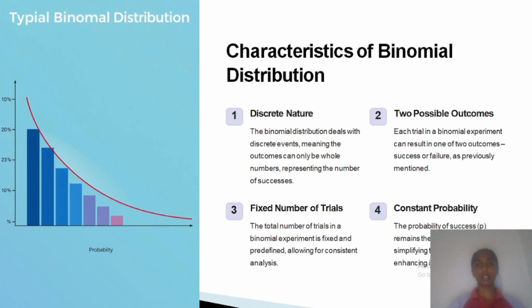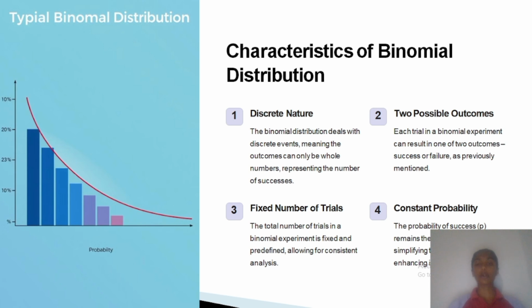Characteristics of binomial distribution. Discrete nature. The binomial distribution deals with discrete events, meaning the outcomes can only be whole numbers representing the number of successes. Two possible outcomes. Each trial in a binomial experiment can result in one of two outcomes, success or failure, as previously mentioned.